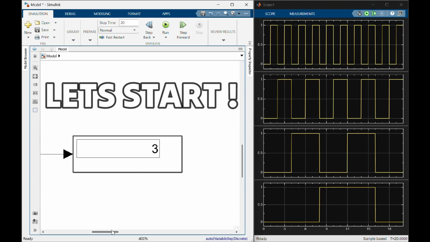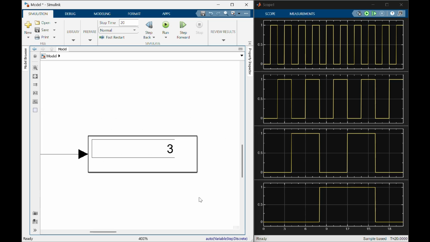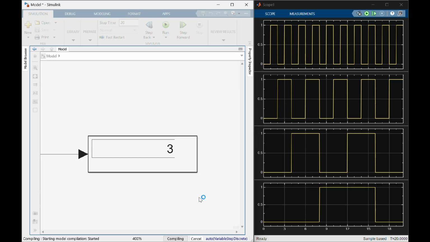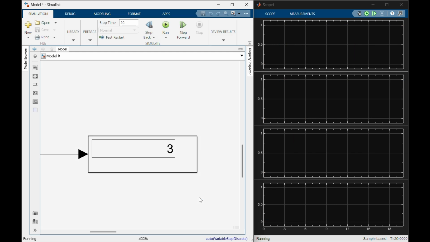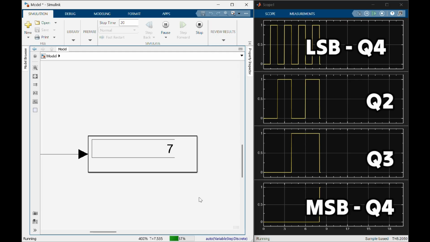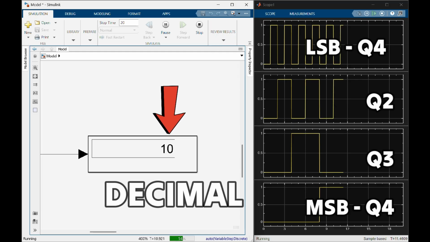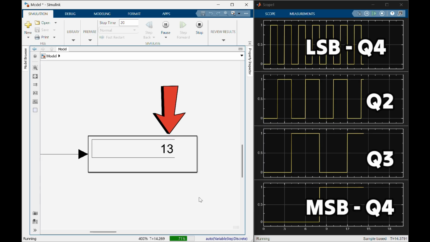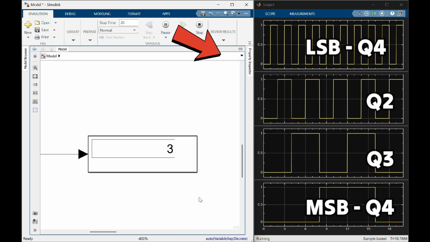So let's start the simulation. Here, after we start our simulation, our counting operation will be started. Here, the right side of our screen is the binary equivalent, while the left side is the decimal equivalent. Here, we have represented zeros and 1 with the logics on the right hand side, as you can see.